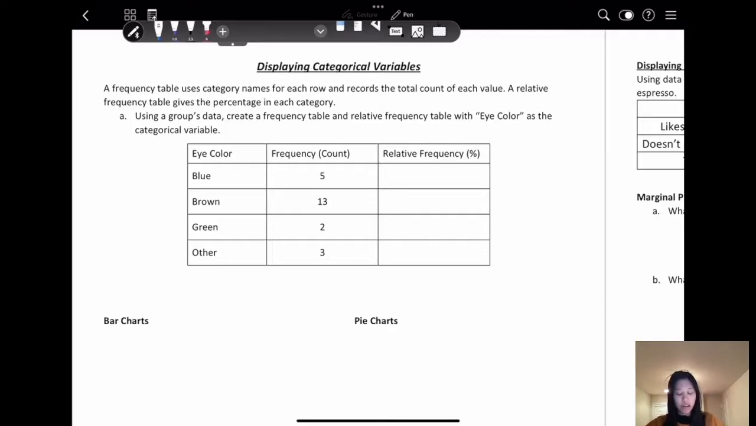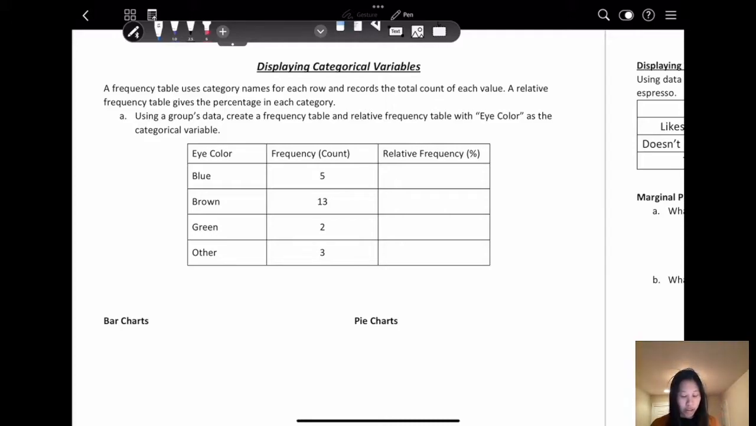So today we're going to talk about how to display categorical variables. What's a categorical variable? In the previous chapter we talked about numerical. Now it's categorical. Categorical means by count, right? And numerical means by measuring. A frequency table uses category names for each row and records the total counts of each value. A relative frequency table gives a percentage in each category.